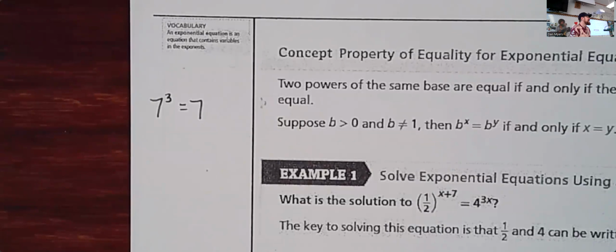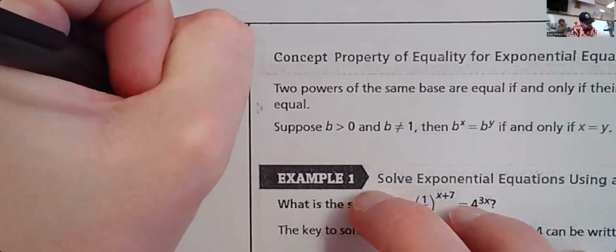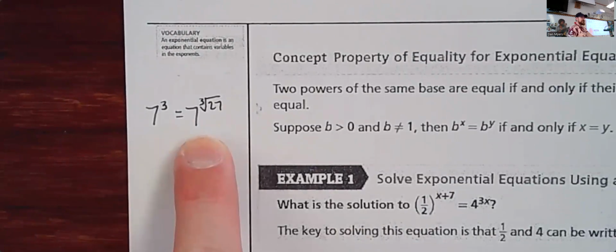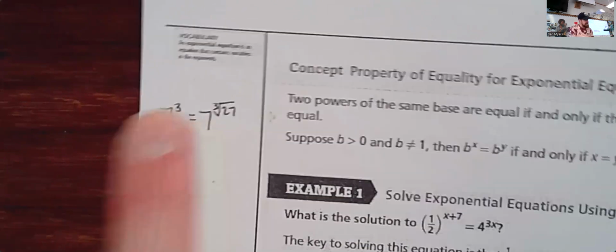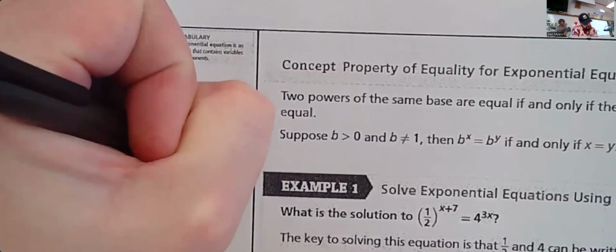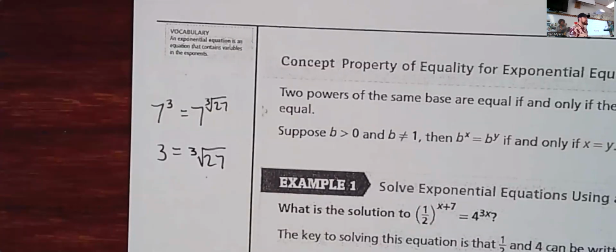3 times 1, sure. 2 plus 1, right? The cube root of 27, right? Those are all different forms of 3, aren't they? So actually, let's do that. Cube root of 27. Are those two things equal to each other? So basically what we're saying is that 3 is equal to the cube root of 27. Is that true?